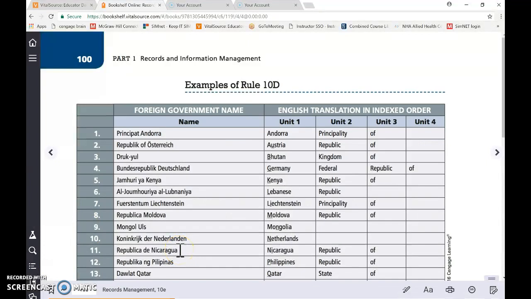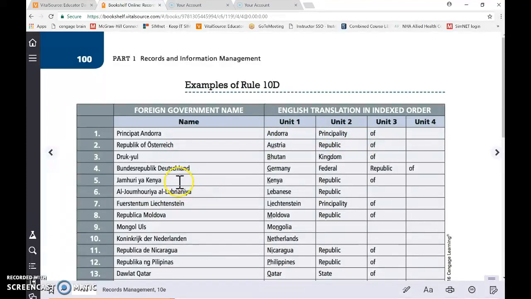When looking at foreign governments, we need to first make a translation into English, and then you would file it based upon that translation. So for Principat Andorra, the English translation is Principality of Andorra. So Andorra would be your main unit there. Principality of would be your next units. And remember, this is based upon the English translation.